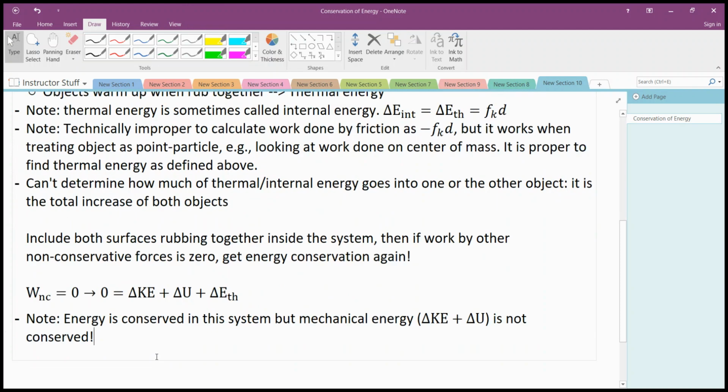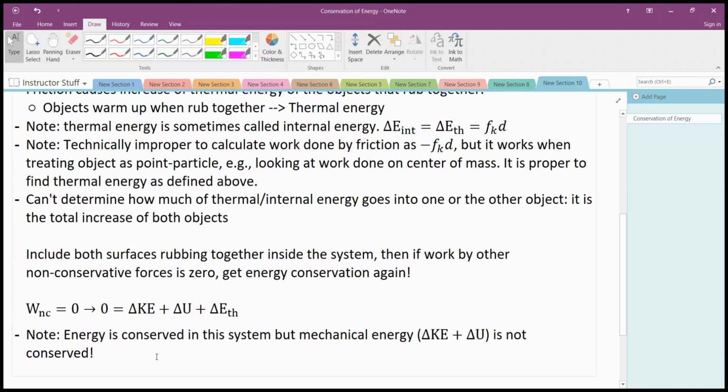Energy is conserved. Do note, however, that although energy is conserved in this system of both of the objects rubbing together, the mechanical energy, which remember was change in KE plus change in U, change in kinetic energy plus change in potential energy, is not conserved. This quantity is not conserved because you have this change in E thermal, this change in thermal energy term added to this equation. So your total energy is conserved, but your mechanical energy is not conserved when you include friction in your system.